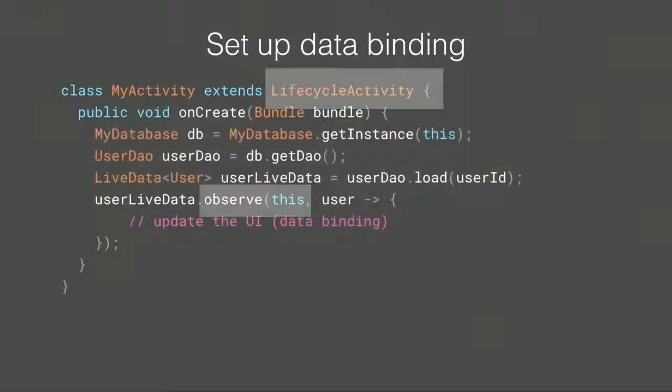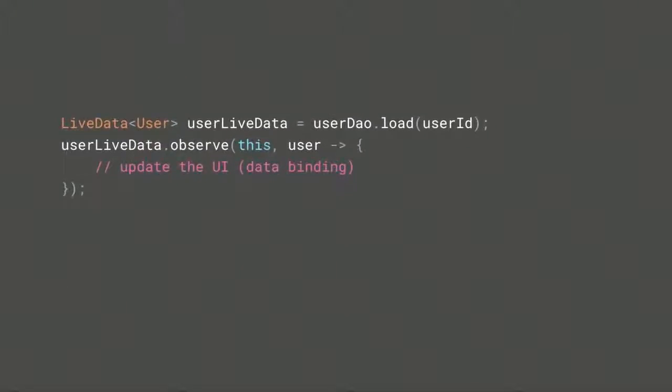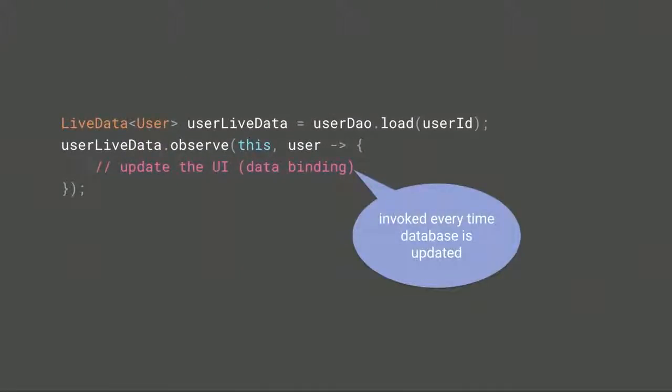And once again, the most powerful part here is this connection between the lifecycle activity, the owner that says, I'm active or I'm not active, and the live data that Room returns as a result for this particular query. The callback that you provide as the second parameter to the method, once again, is going to be invoked every time Room detects that the result of that query that you wrote, select star from the user database table, has changed.